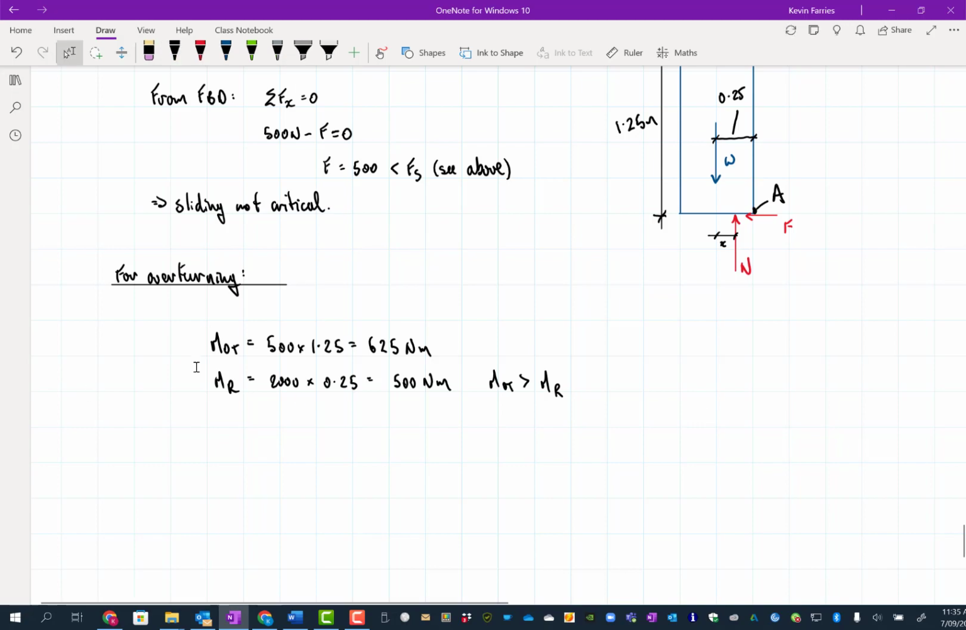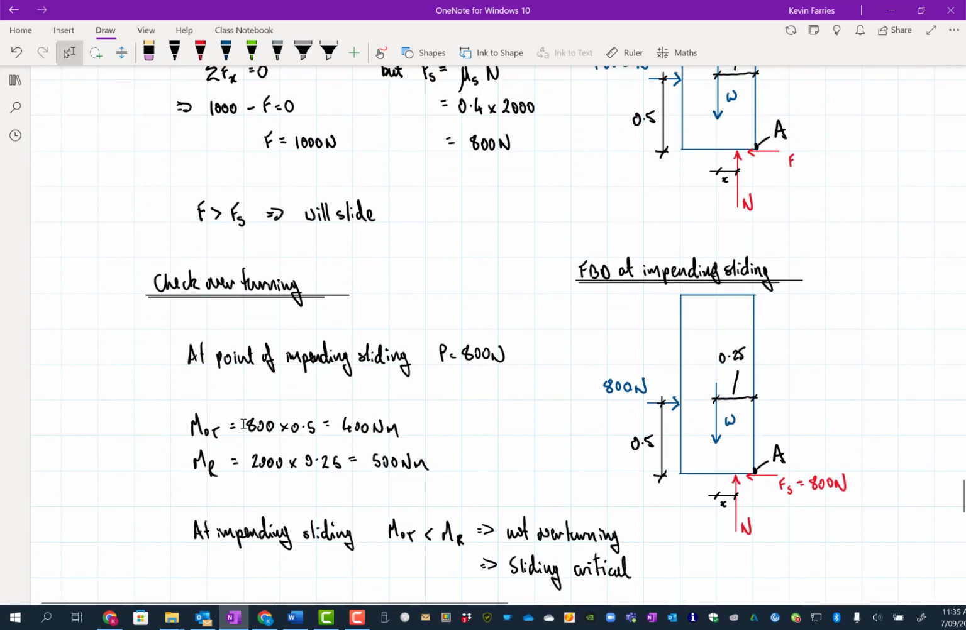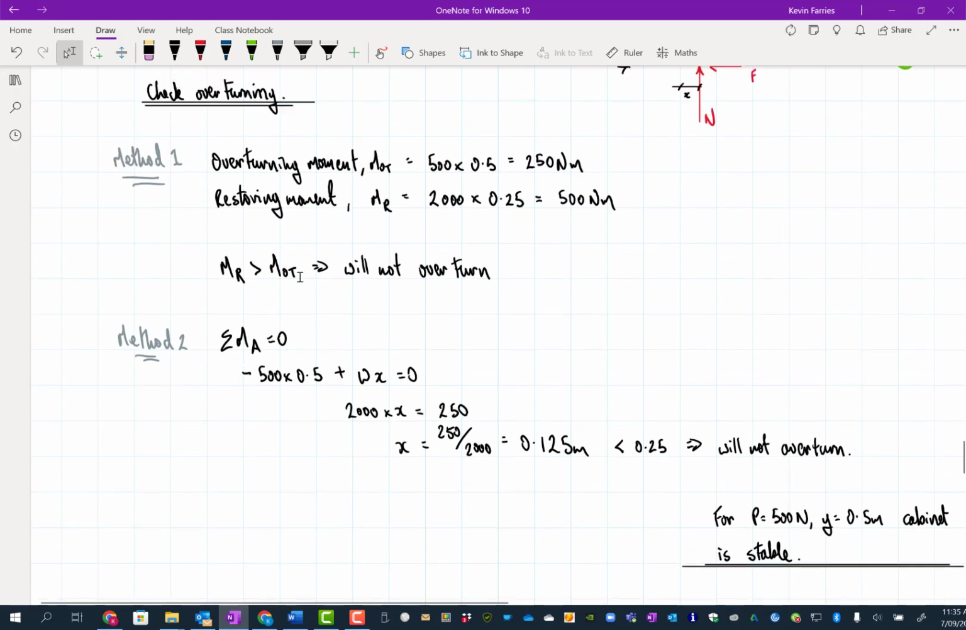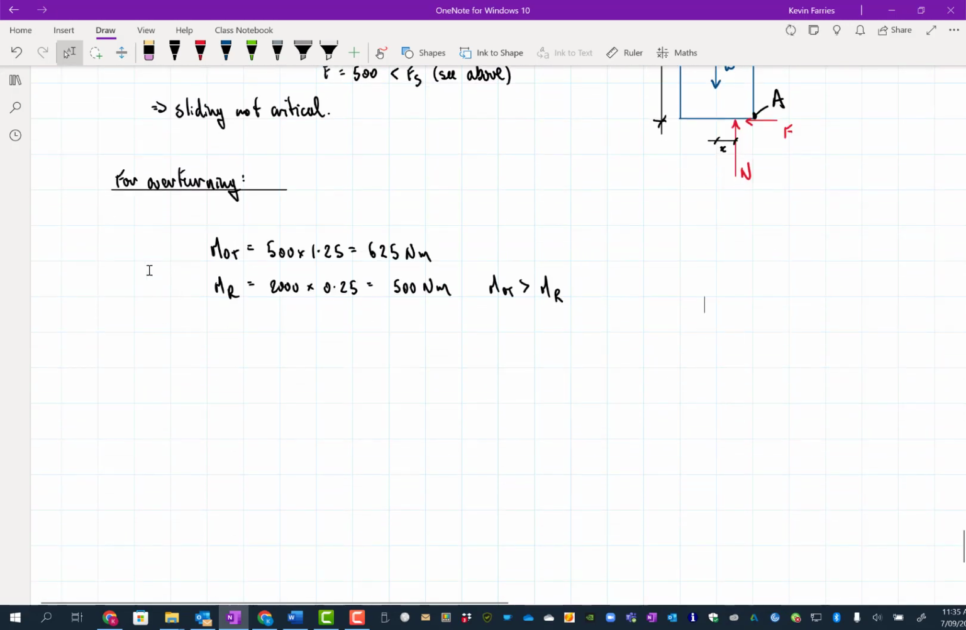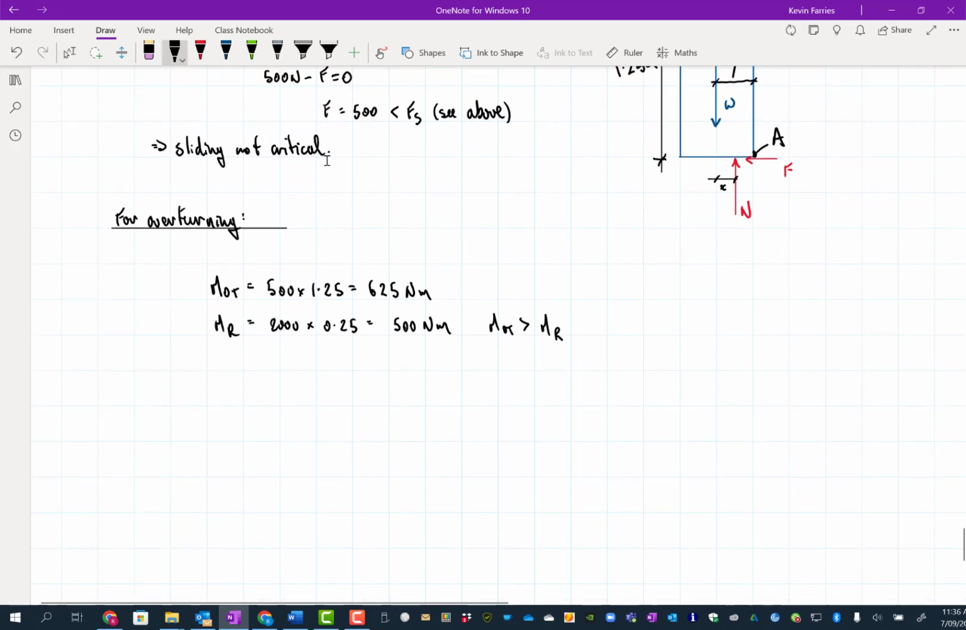And I haven't defined these here because I've already defined them earlier. Up here I said what MOT and MR were. But if you were in an exam, it might be better to just write out what these are. So the overturning moment, MOT, the restoring moment, MR, just so the marker, the person reading your calcs, knows what you're talking about. Therefore, unstable.